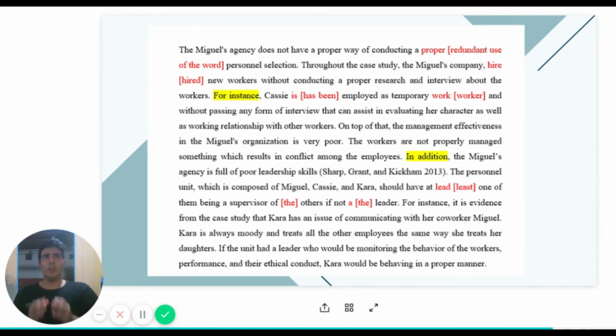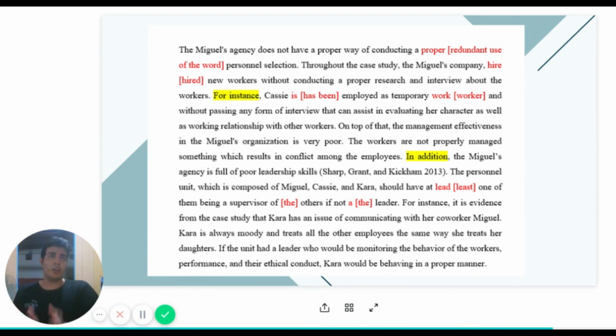After that, in the body of the essay, we can find again a number of errors, but these are distributed in a more diluted way. For example, the redundant use of words like this: a proper way of concluding a proper personal selection. The word "proper" is used twice in the same sentence. Unlike the previous case, there are misspelled words that have been corrected, like this, and this.